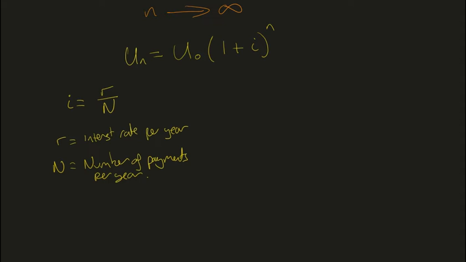Okay, and that's just what we were doing before, right? We're taking that 6%, that R value, dividing by different values of capital N, the number of payments per year. So we'll make that swap in just a second.